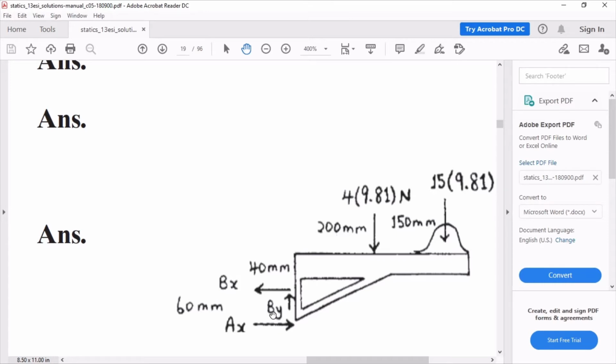First equation, summation of forces in x equal to 0, so we have Ax minus Bx equal to 0. This first equation has two unknowns. If we take, for example, summation of moment about point B equal to 0, we have Ax times this distance which is 6 millimeter, which gives a counterclockwise moment, minus 4 times 9.81 times this distance, clockwise, also minus 15 times 9.81 multiplied by this total distance, 150 plus 200 millimeter, also clockwise.